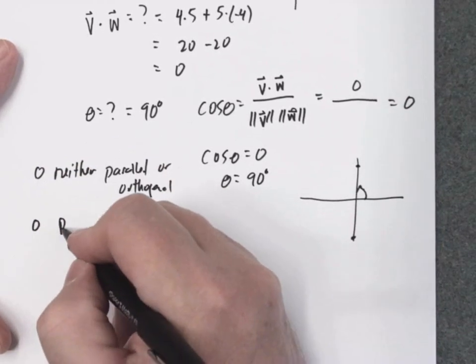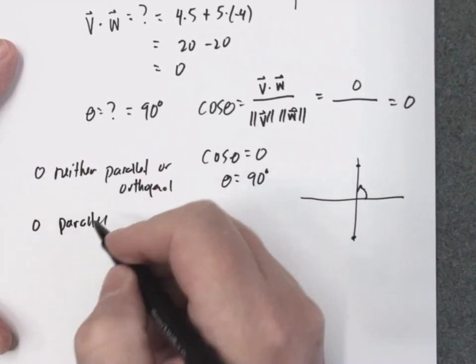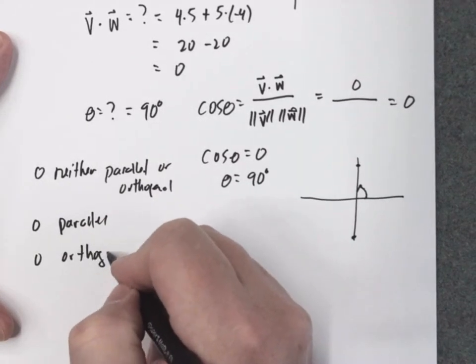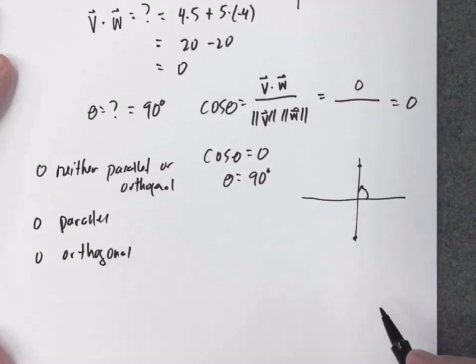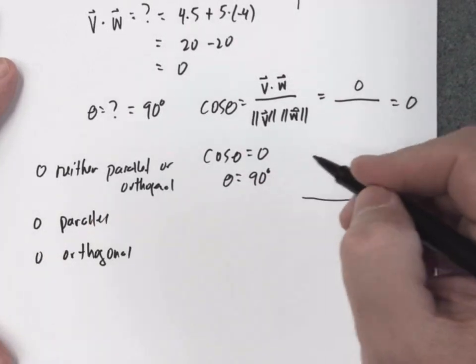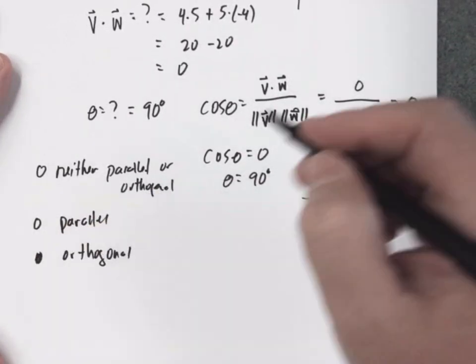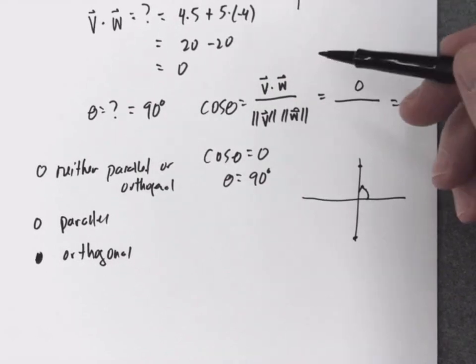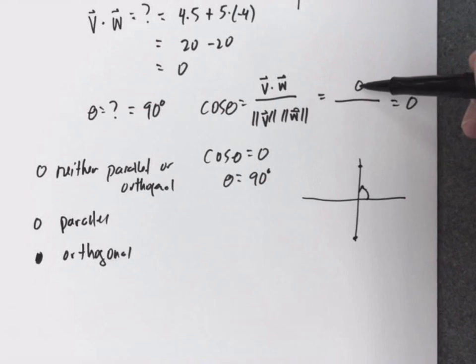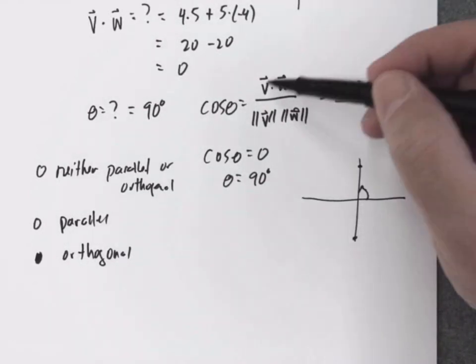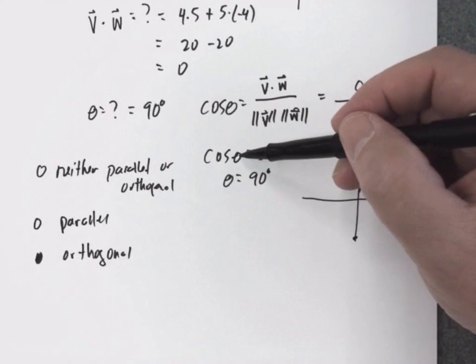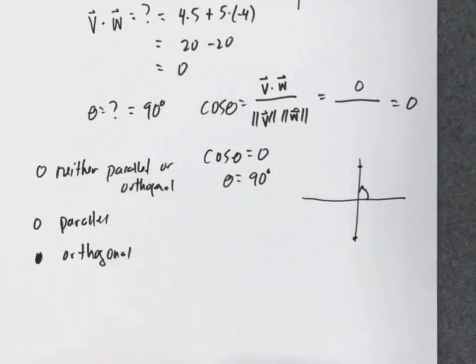Second choice, are they parallel? Third choice, are they orthogonal? Obviously, since it's 90 degrees, you would say they're orthogonal. So it's interesting how once the dot product is 0, you don't even really need to do this calculation. You just know the cosine of theta is 0, and you know you have a 90-degree angle.